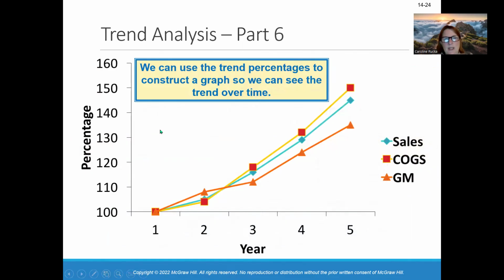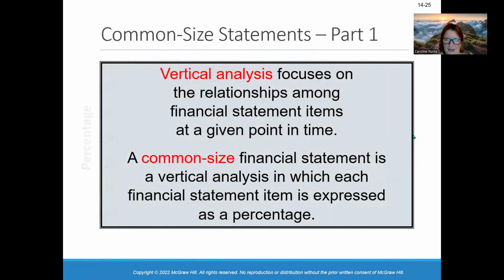So we can graph these trend percentages so we can see our trend over time. We've got sales, cost of goods sold, and our gross margin. You can see that this COGS is increasing more rapidly than our sales dollars. All right, so that's the horizontal analysis. Now we're going to look at vertical analysis.